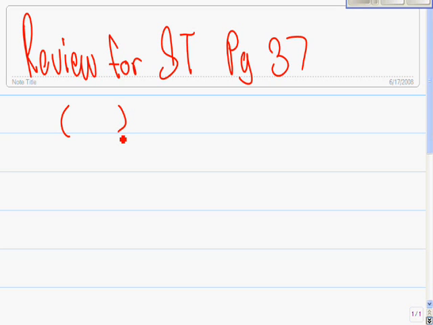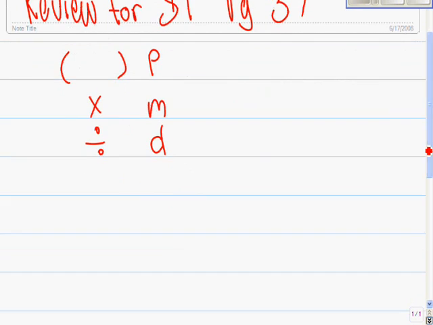The next thing you need to know before you do the self-test is that you do what's inside parentheses first. Then you do multiplication and division. Then you do addition and subtraction. PEMDAS. That's one way you could remember it.